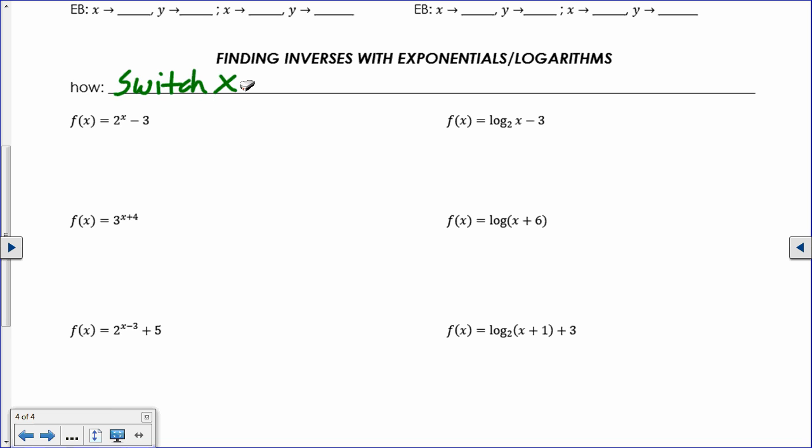Switch x and y, and then what? Solve for y. This is what we've been doing ever since we learned inverses, and we've had one on every other graded assignment, if not all. So when you're trying to find the inverse, you switch the x and y in the equation, and then you just solve for y. So we're just going to do that.